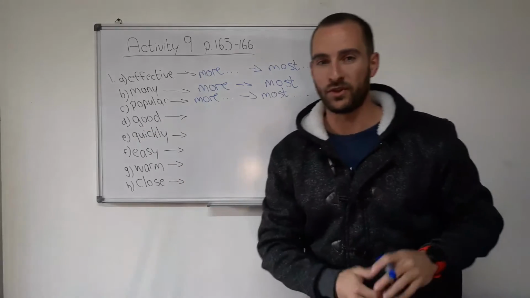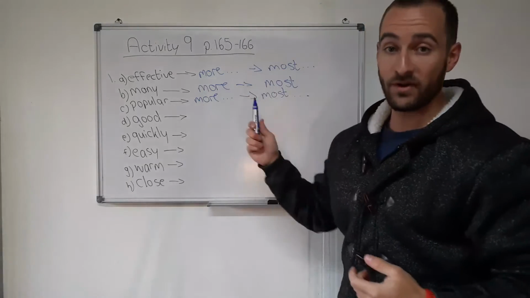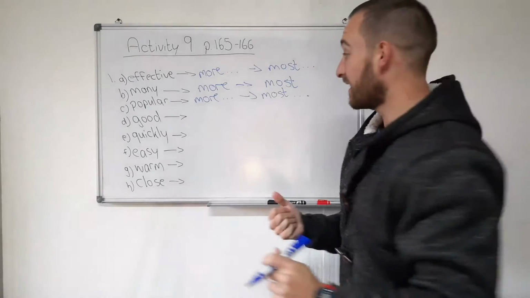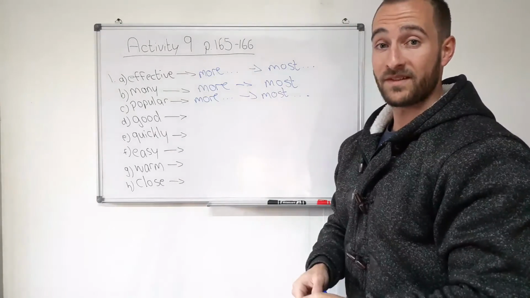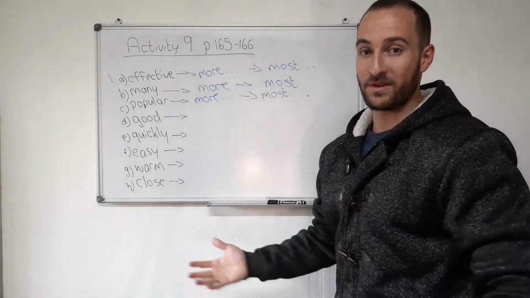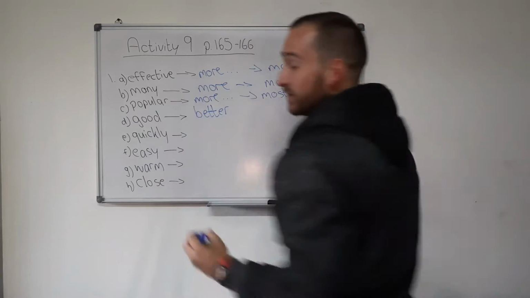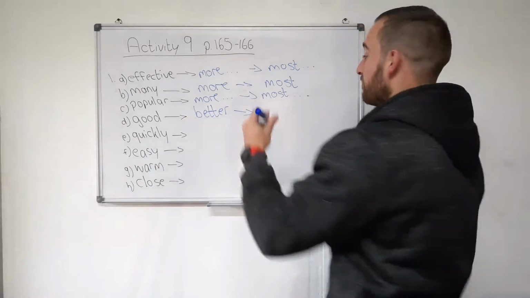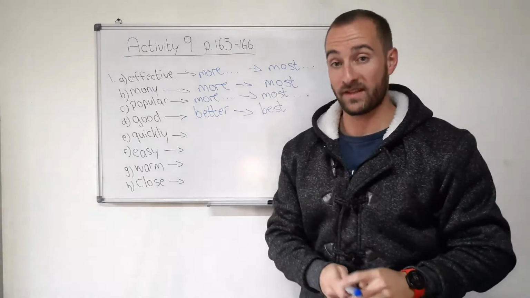Now we get on to good. Good is one that changes in a very irregular way. You don't just add more or most, and you don't just add ER or EST. This one completely changes as you change it throughout the degrees. So if something is good, that's good. But what if something is more good? Then you call it, I hope you know this one, you probably learned it in grade 2, it's better. And remember, we've got 2 T's in better. Now, if I want to change it even further than that, I can use the word best. And there we go, good, better, best.